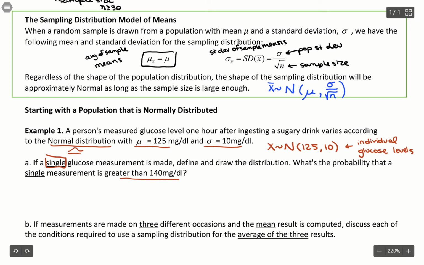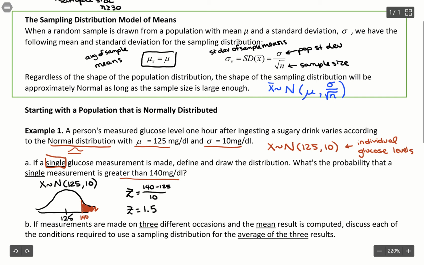So with this question, we'll use our distribution centered at 125 with a standard deviation of 10. And with that, what we're going to do is find the probability of being at 140 or greater. So with that, we go through our old methods. We'll get our z-score first. So we'll take 140 minus 125 divided by 10, which is a z-score of positive 1.5.